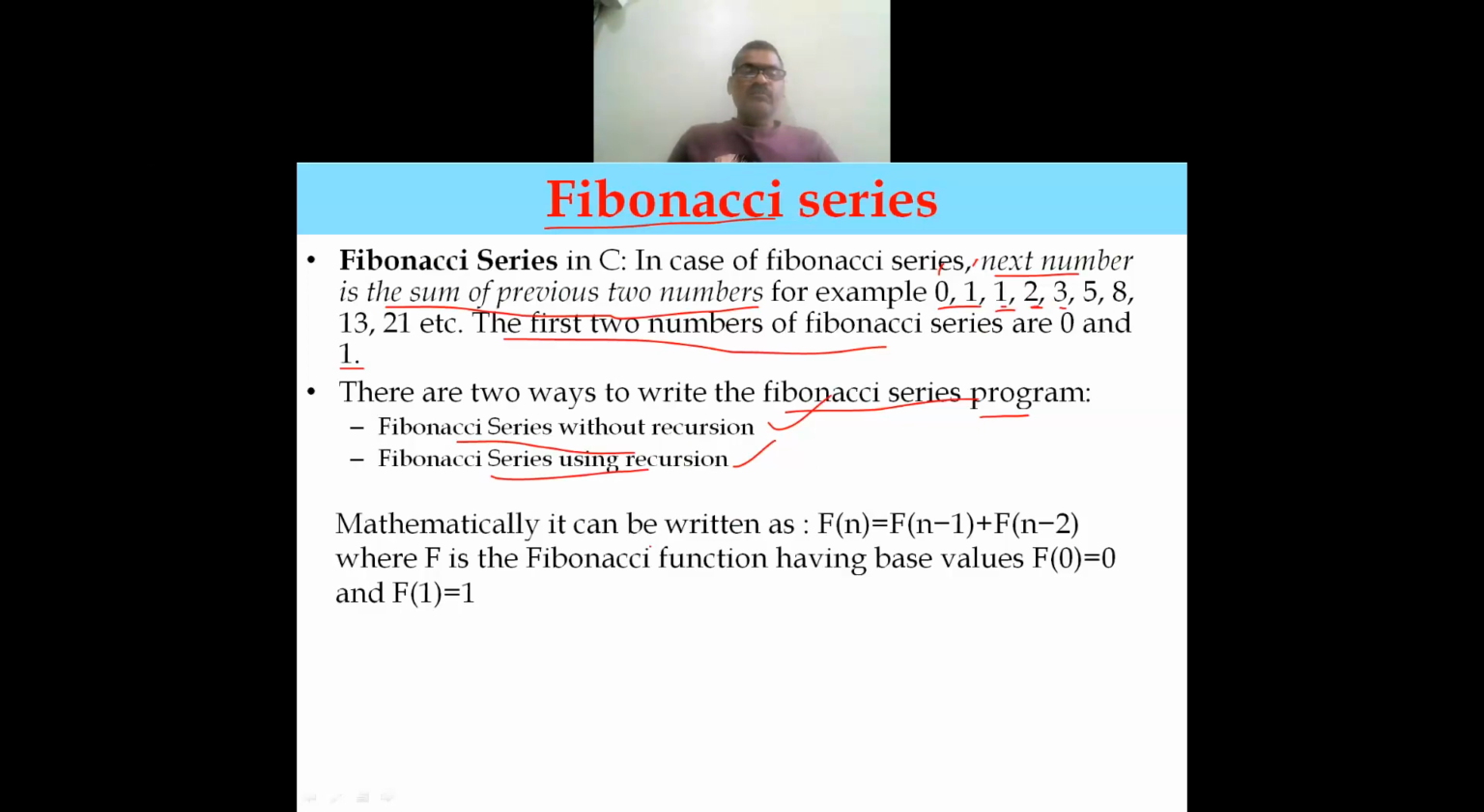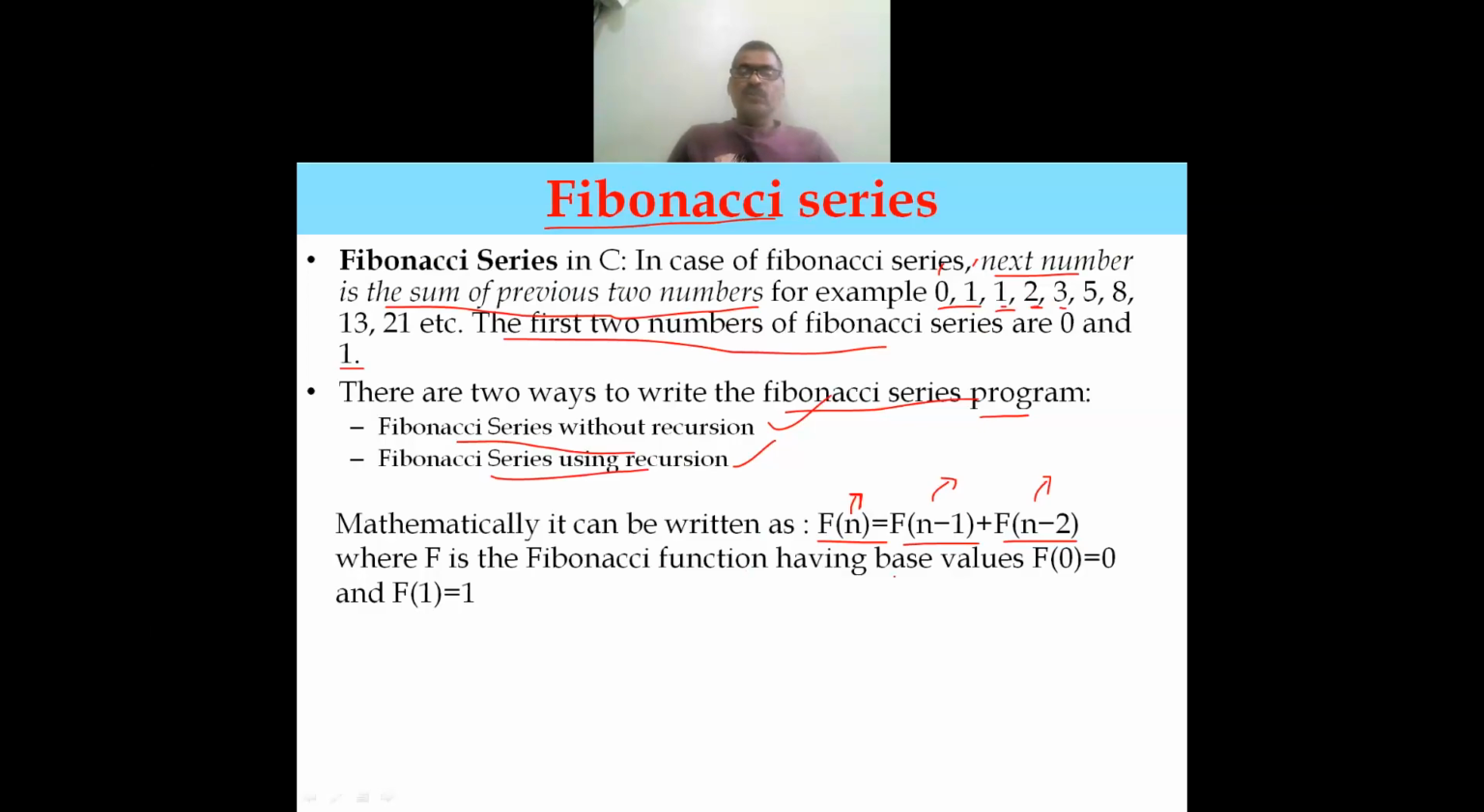Fine. So mathematically, when we are going for a recursive function, we can define the function in terms of the same function itself. The Fibonacci nth term, f of n, is equal to the summation of the previous two terms, that is f of n minus 1 plus f of n minus 2. So the nth term in the Fibonacci series is equal to the summation of the previous two terms, that is the n minus 1 term and the n minus 2 term.